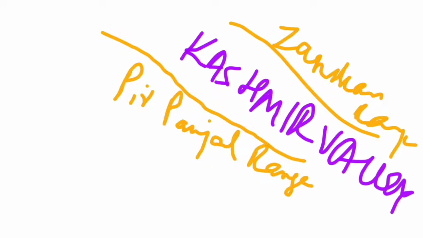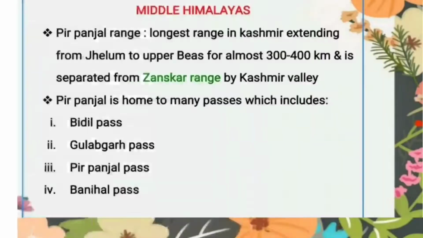So this is the Pir Panjal range, and this is our Zaskar range. Fine. And the Pir Panjal range is separated from the Zaskar range by the Kashmir Valley. This is what I mean to say. Separated by the Kashmir Valley.